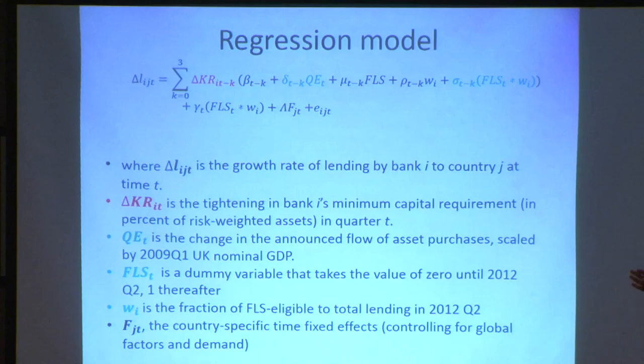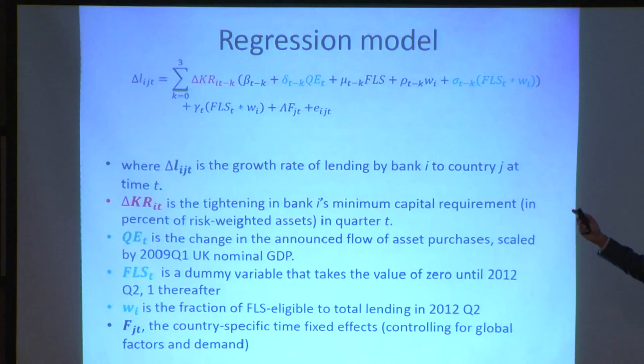But then the argument also relies on different banks being differently impacted by the presence of the FLS. So we make the point that banks which at the outset of the FLS have a very high share of FLS-eligible lending are more likely to be in a position to profit and change their lending behavior once the FLS has been in place. So we multiply the FLS with the fraction of FLS-eligible lending. And if you were to see an amplification effect of the negative effect of capital requirements, you would expect that the coefficient sigma in front of the blue terms would be negative and significant.